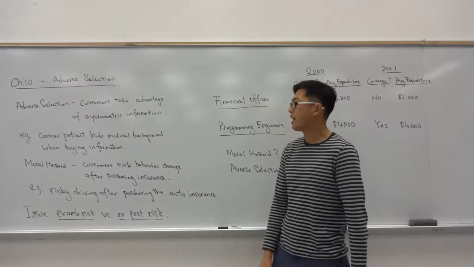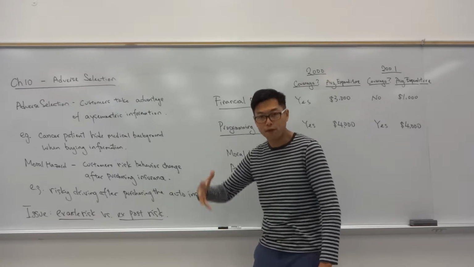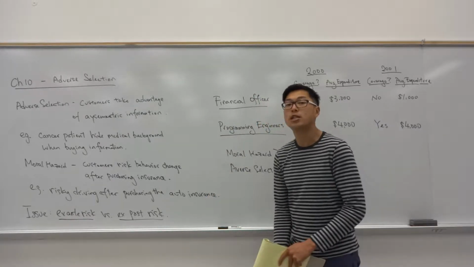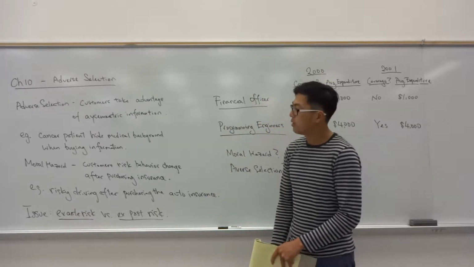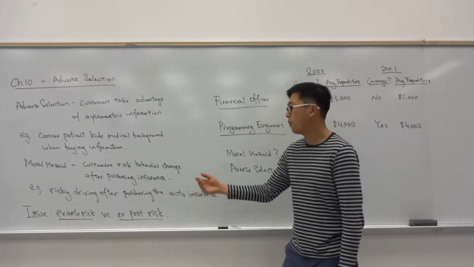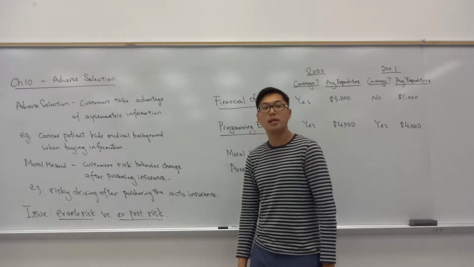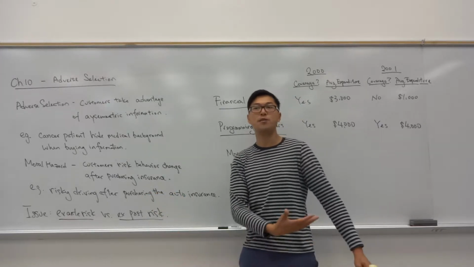Moral hazard describes the customer's risk behavior change after they purchase the insurance coverage. So in the case of this example here, maybe an individual goes into an auto insurance company and purchases this insurance for his new car.